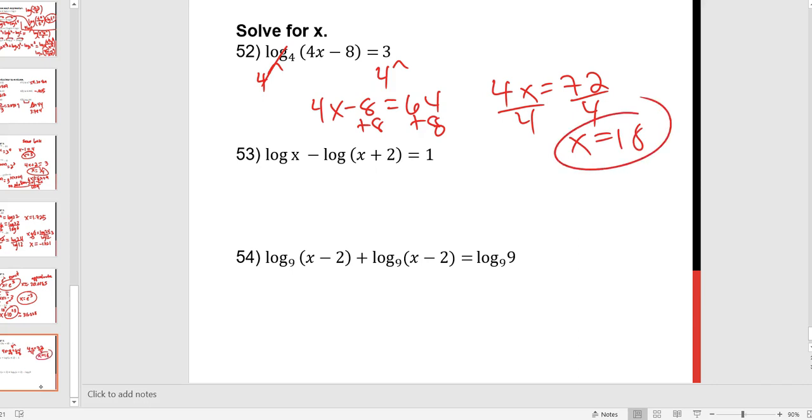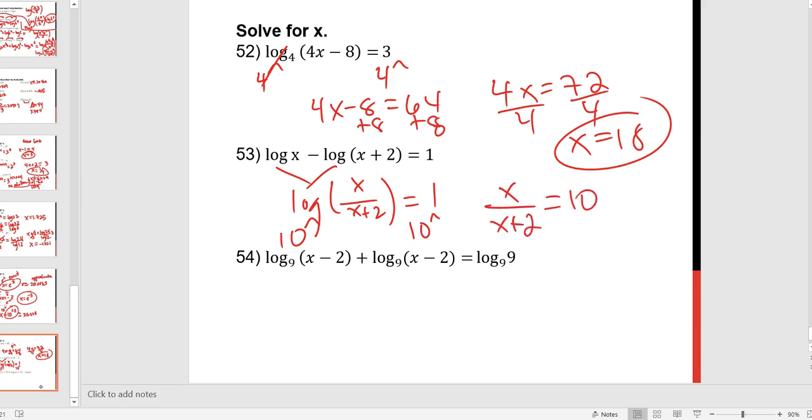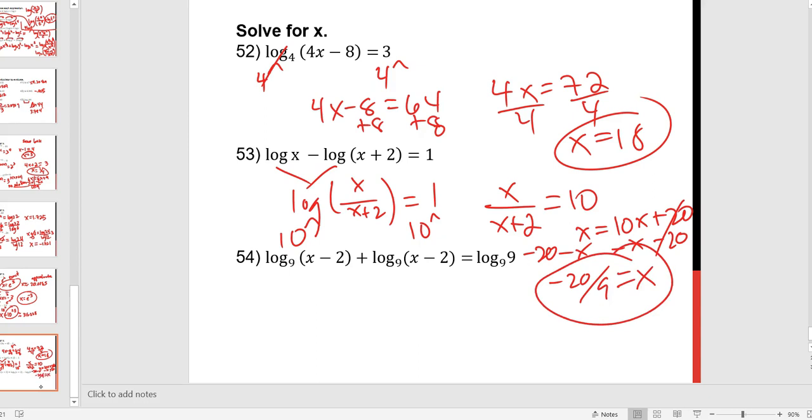This one, we cannot undo the log until we condense. So log of x over x plus 2. Then I undo the log base 10 with a 10 to the, 10 to the. So x over x plus 2 is equal to 10. Multiply that up. X is equal to 10x plus 20. Subtract and divide. At the end, I think we should end up with negative 20 over 9.